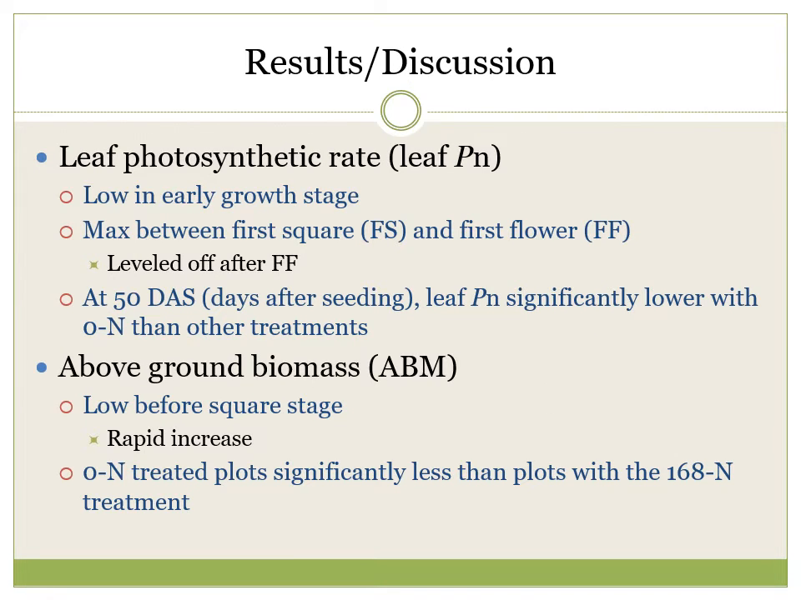The leaf photosynthetic rate was low in the early growth stage of the cotton and reached a maximum between first square and first flower. After first flower, it leveled off and started to decline. At 50 days after seeding, the leaf photosynthetic rate in the plots with no nitrogen was much lower than the other treatments. Above ground biomass was low before the square stage and rapidly increased after. The plots treated with 168 kilograms of nitrogen per hectare had much higher above ground biomass values.